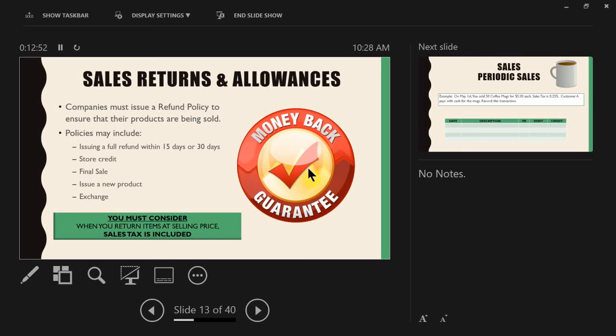Now, here's what you need to know here is that if you charge sales tax, right, because that money doesn't belong to you, right, it belongs to the government. So if you were to refund a product to a customer, you also need to refund them a portion of the money that they chipped in for sales tax. So in this case, you must refund sales tax as well. Okay?